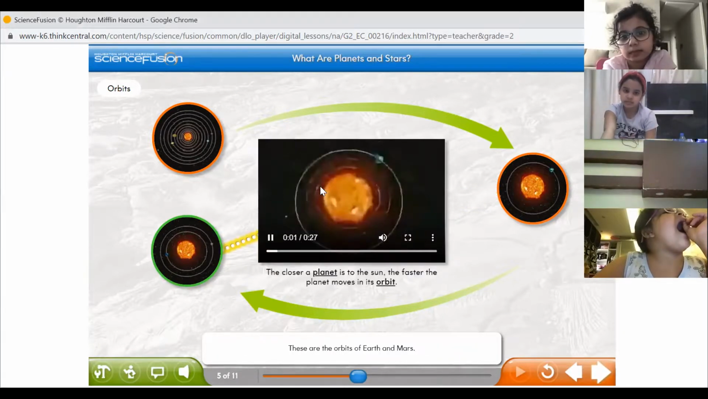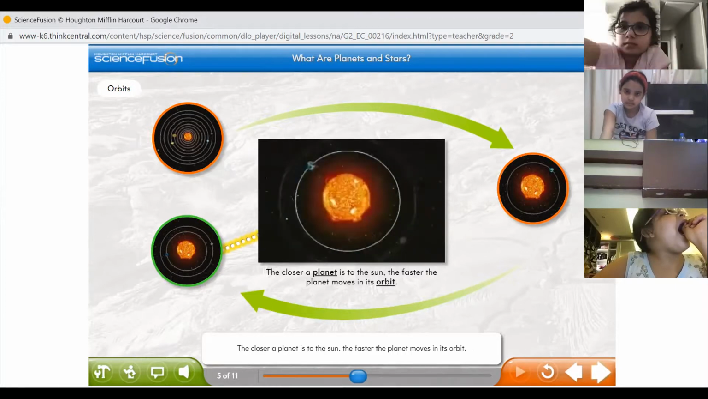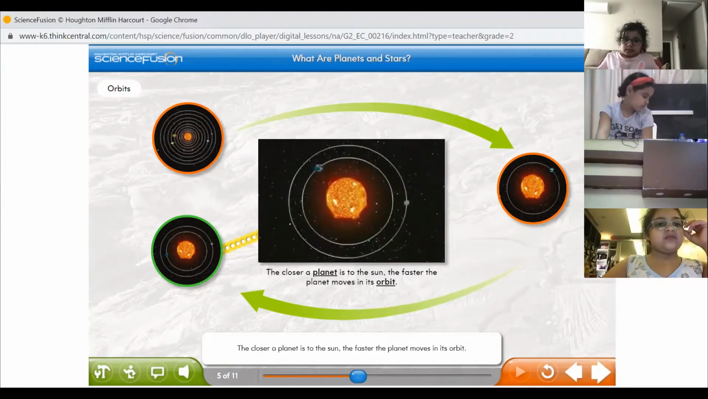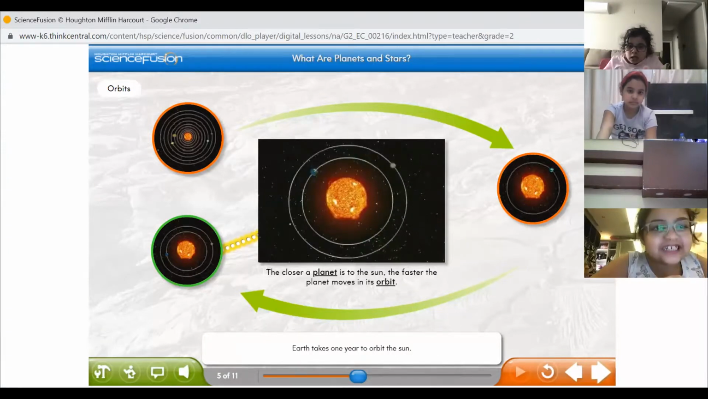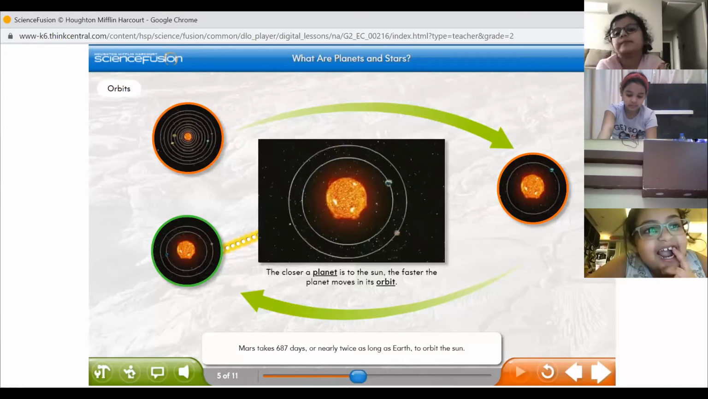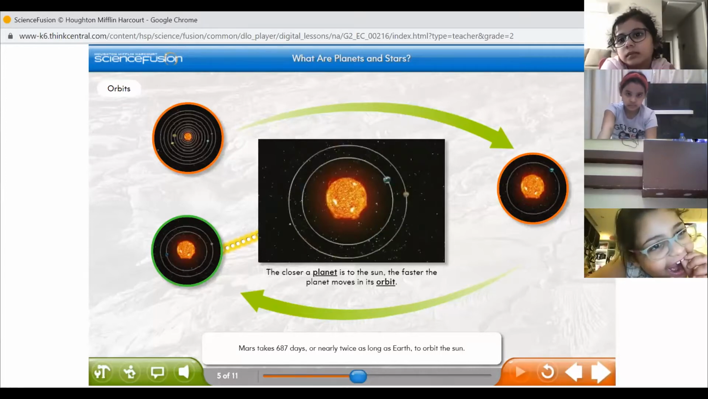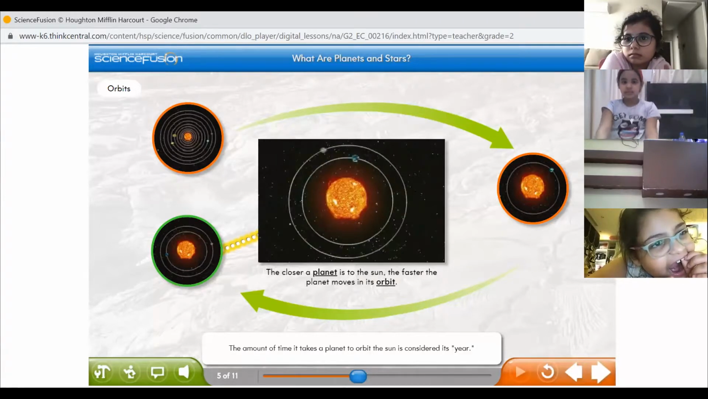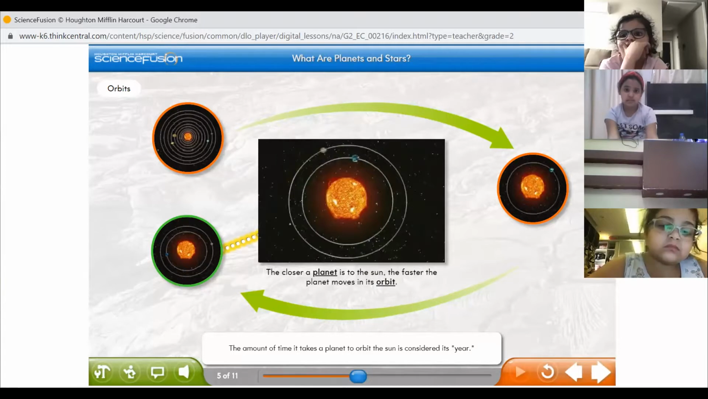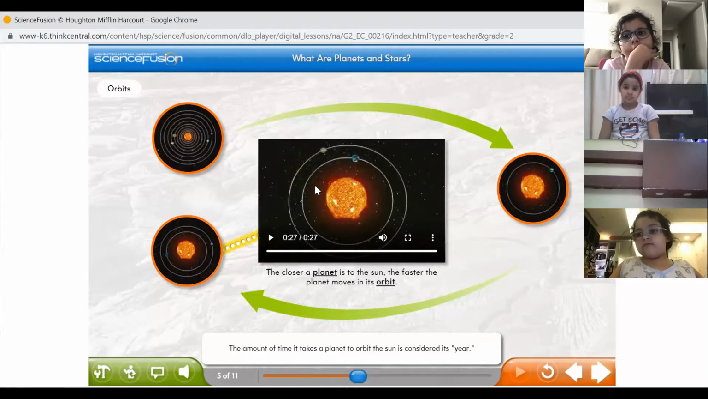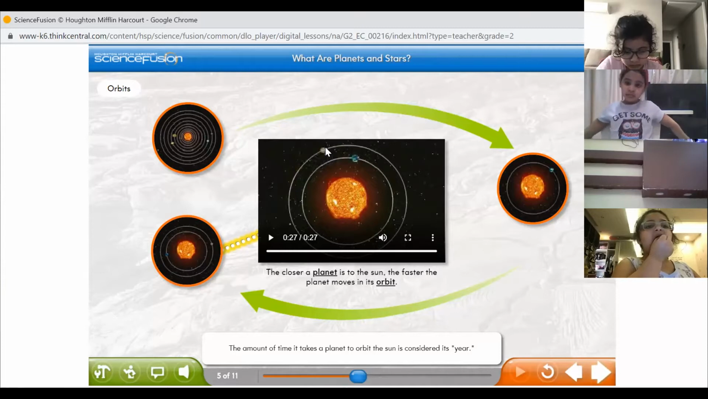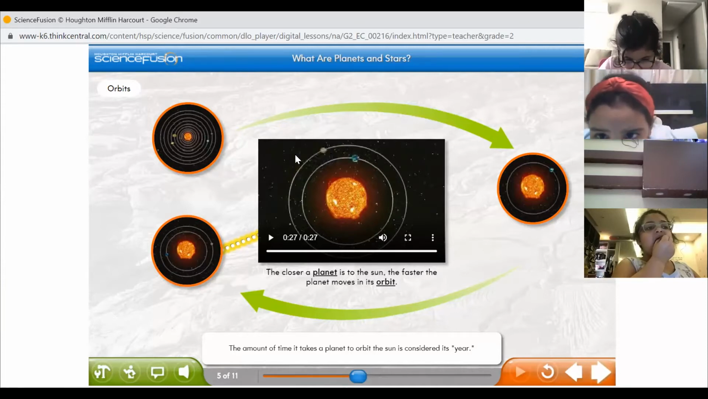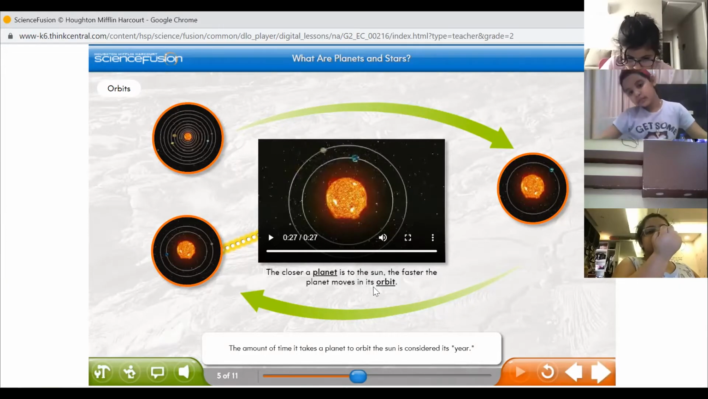These are the orbits of Earth and Mars. The closer a planet is to the sun, the faster the planet moves in its orbit. Earth takes 1 year to orbit the sun. Mars takes 687 days, or nearly twice as long as Earth, to orbit the sun. The amount of time it takes a planet to orbit the sun is considered its year. So, if the planet is close enough to the sun, it will orbit fast and quickly, okay? It will take less time. But Mars is a little bit farther from the sun, so it will take twice the time that Earth takes to complete one round, okay?